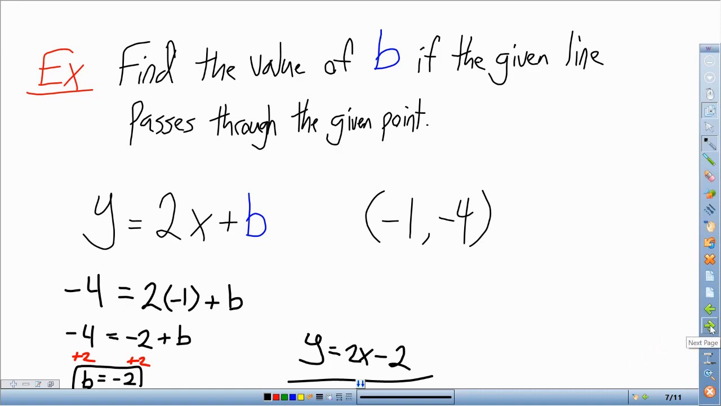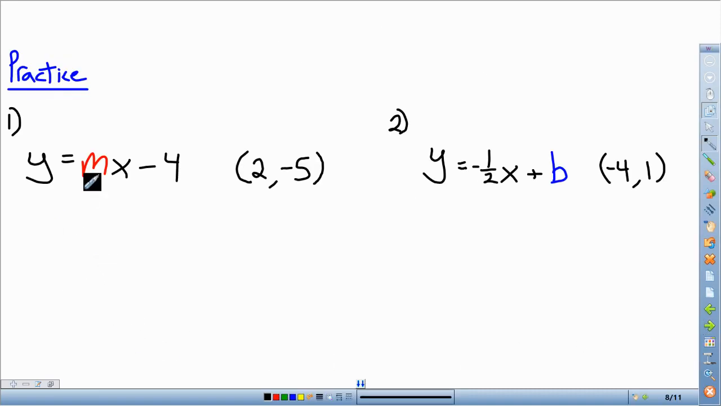I'm going to have you guys try out a couple of these. Same idea on these problems. This one, you're going to find the slope of the line that goes through 2 comma negative 5. On number 2, you're going to find the y-intercept of this line that goes through negative 4, 1. Go ahead and try this out. Let's plug it in. It looks like our y value is a negative 5. m is what we're solving for. x is a 2, and minus 4.